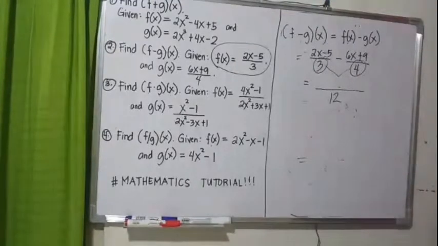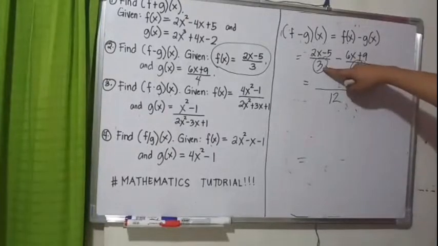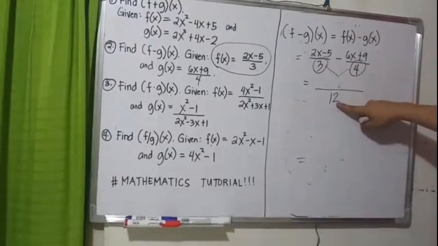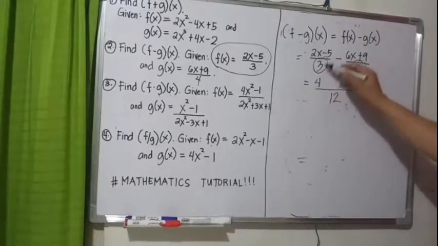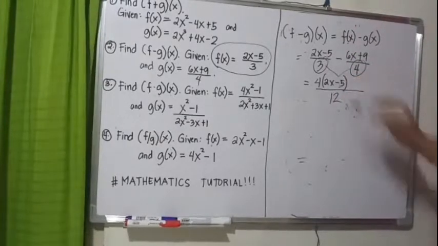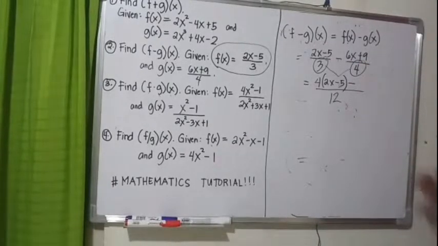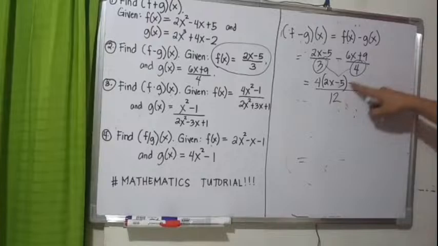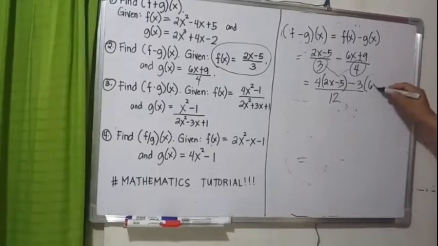Then, i-divide natin ang 12 sa denominator. This one, 3. Isa-isay natin ito ha. Step by step. So, 12 divided by 3, the result is 4 times the numerator, that is 2x minus 5. Okay, then subtract. Okay, subtract 12, divide it by 4, that is 3 times 6x plus 9.